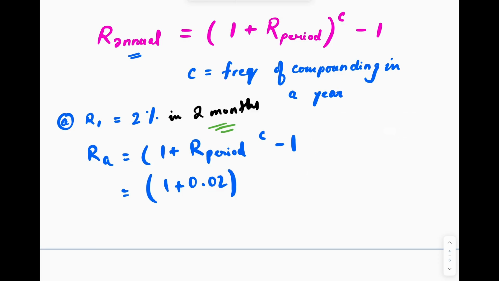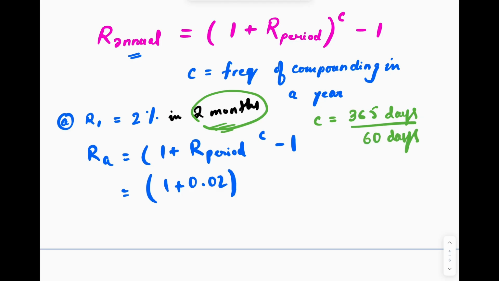I'm explaining all this so that there is no confusion. So C is how much compounding is happening in a year. So 365 days in a year, and divide by how much? In 2 months, how many days are there? 30 days? No, it is 60 days. So I'm calculating using my physical financial calculator, 365 divided by 60. It's coming out 6.08. So I can just write 6 here.